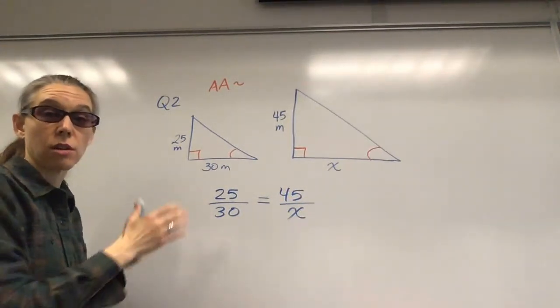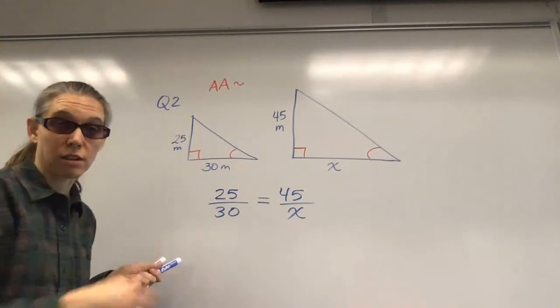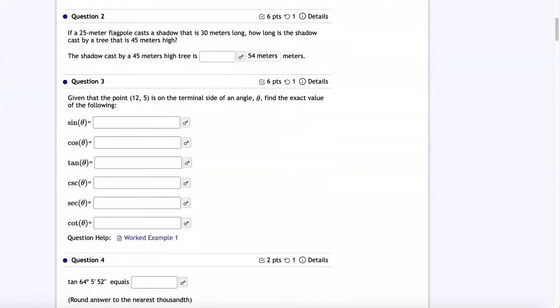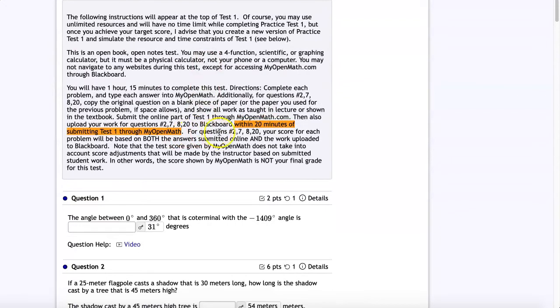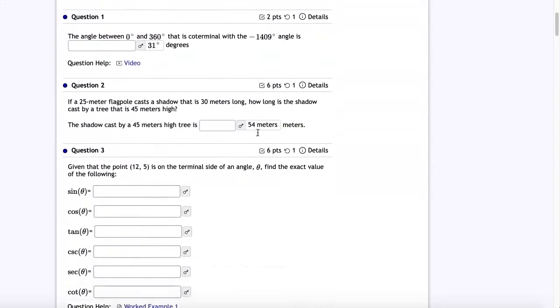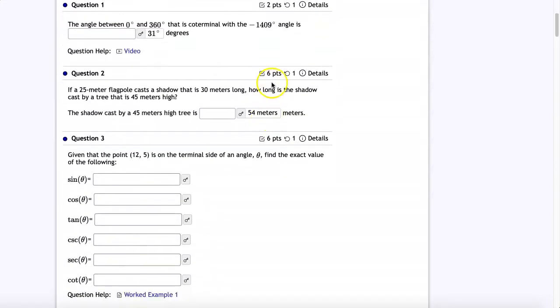After this, you don't have to show any further work. You can use your calculator to arrive at the answer. So if you cross multiply, you will reach the answer that x is equal to 54, and so you put your answer right here. But remember, you don't just give me an answer for question 2, you also will be uploading your work. And you can find out which problems you need to upload from the directions. Questions 2, 7, 8, and 20 require work, and your score will be adjusted accordingly, and that's why this one is worth 6 points and not a mere 2 or 3 points.